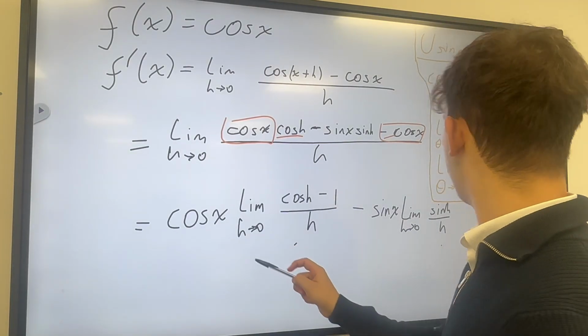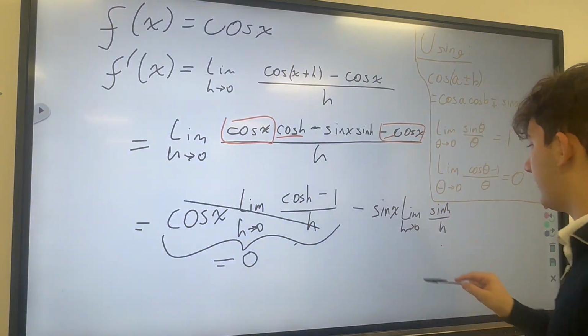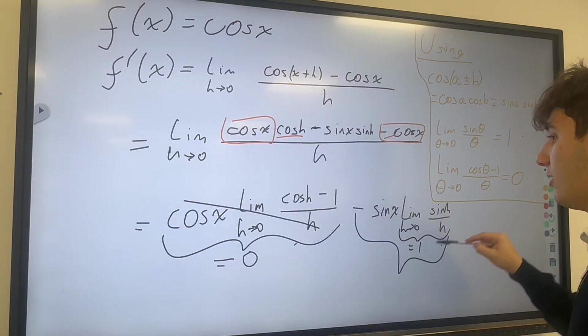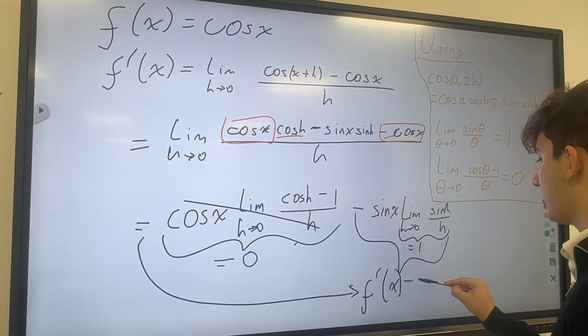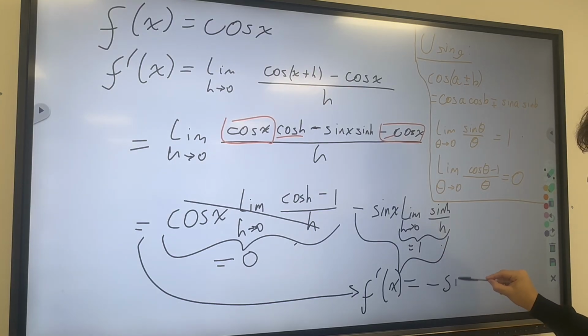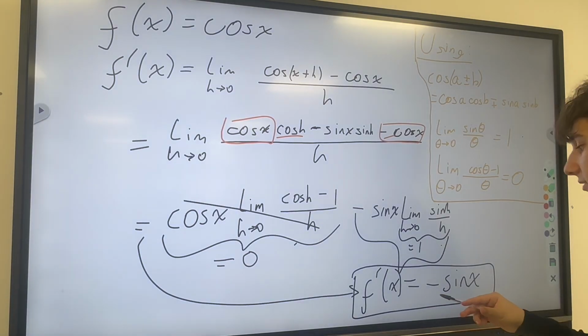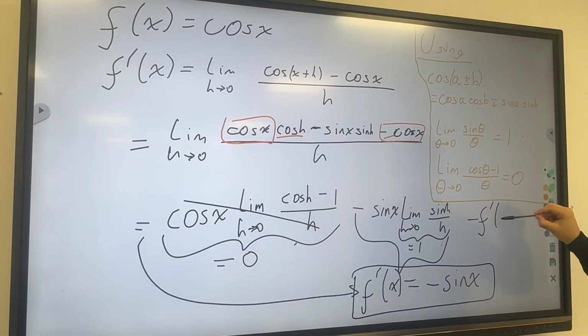This one we know is going to evaluate to 0, so let me just write that there, equals 0. And then this one, well, we know this is going to evaluate to 1, and we've got a minus sine x, which means that the derivative of cosine x equals minus sine of x. Now normally you'd expect me to find the derivative of minus sine of x, but actually we just did that. It's just the negative of the derivative of sine, and so we know that that has to be equal to negative cosine x.